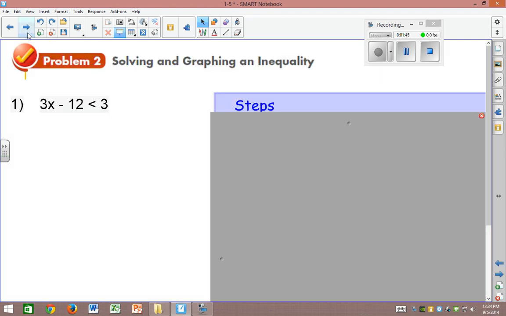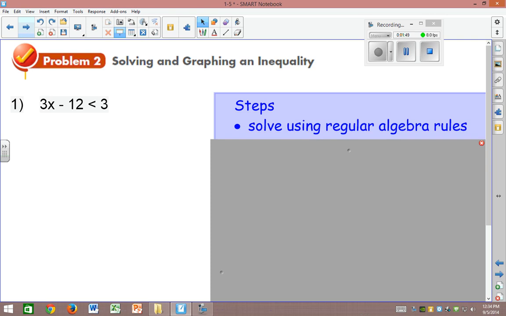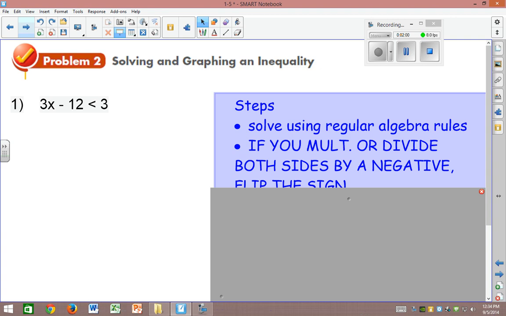Next. Okay. Solving and graphing. Now we actually have to solve the problem, not just write it. Okay, regular algebra rules. So pretend like there's an equal sign, and we got to get all the cows on one side of the fence. If you multiply or divide both sides by a negative, make sure you flip that less than or greater than sign around. It's in all caps, so you have to read it like you were yelling.